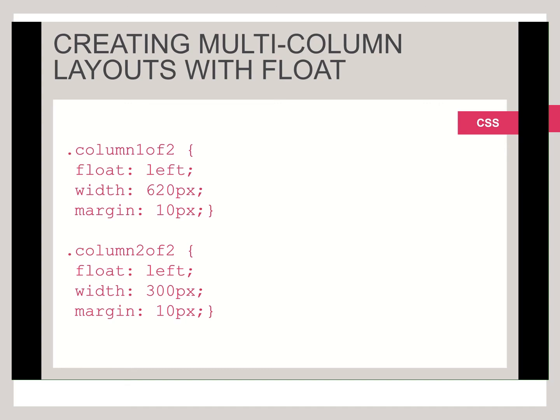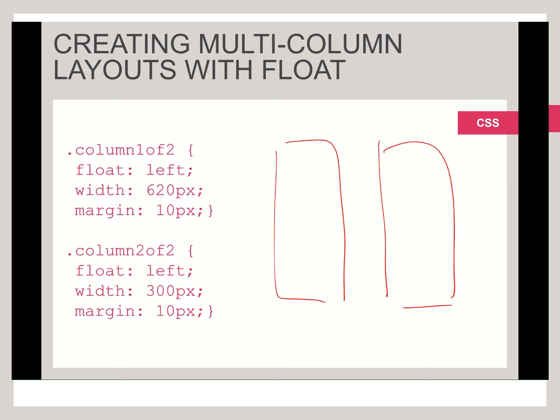So we talk about creating multi-column layouts with float. Since we have mentioned float, we can put multiple boxes together in a window, in a box. Similarly, we can also create multi-column layouts. This one is one column, two columns, correct? Or you can have three columns or more.